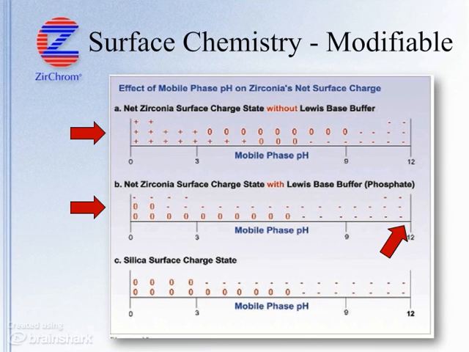The higher the buffer is on the heliotropic scale, the larger the amount of charge imparted on the surface of zirconia. Thus, the amount of negative charge on the surface of zirconia can be controlled both by the strength of the Lewis base buffer and the pH of the separation.